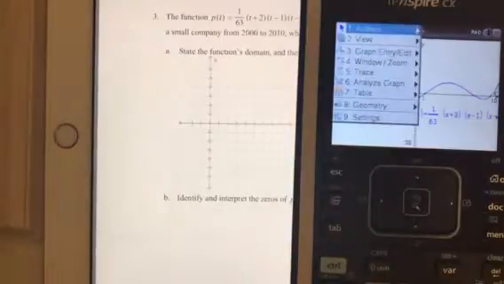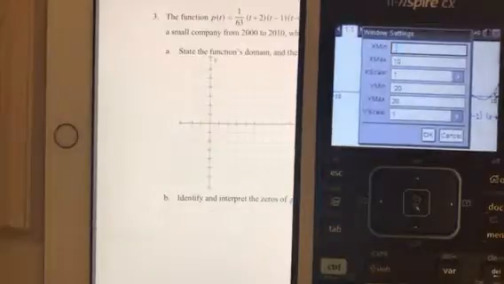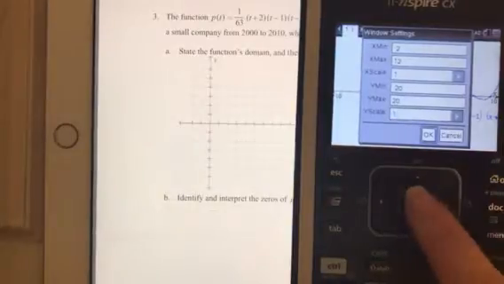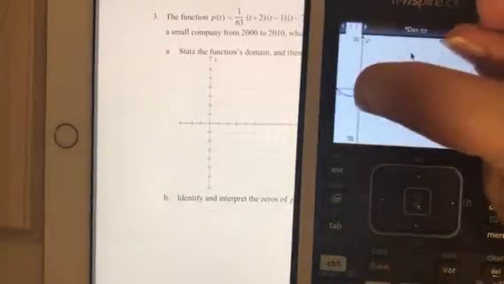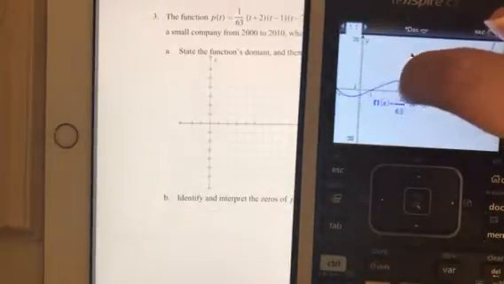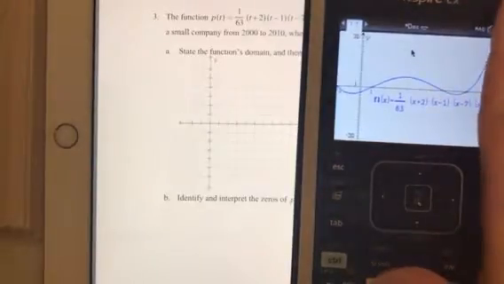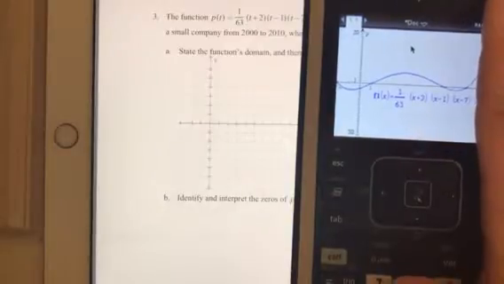I want my window to start at about -2, and I probably want it to go to 12 because I need it to go past the 10 so I can really look at things. Okay, so here we go. From 0 to 1, 2, 3, 4, 5, 6, 7, 8, 9, 10.